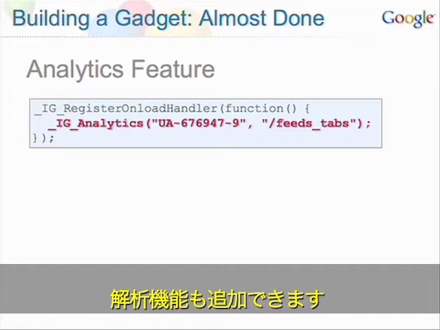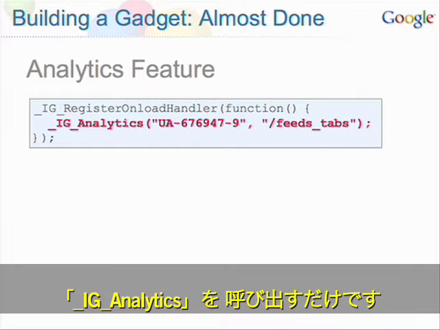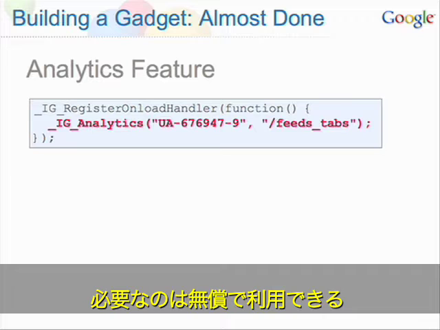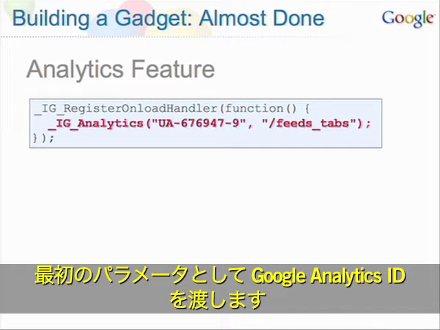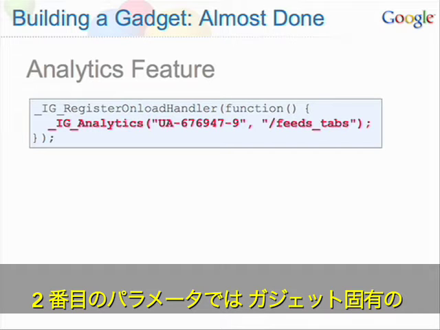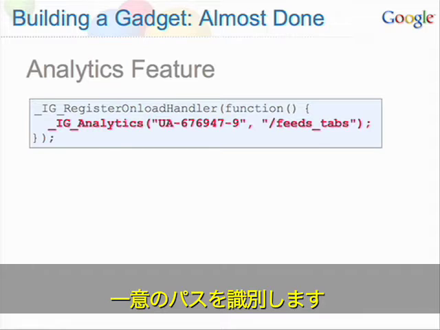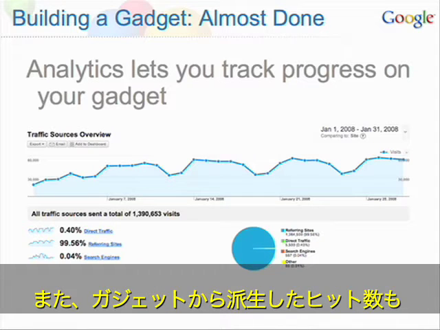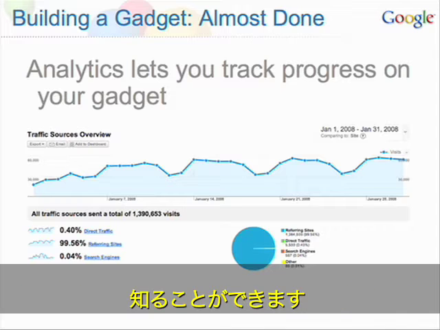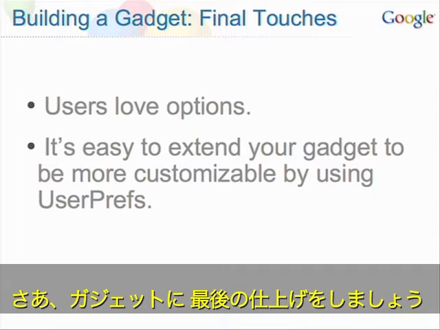You can also add the Analytics feature, a single function call to IG Analytics. All you need is a Google Analytics account, which is completely free. Pass in your Google Analytics ID as the first parameter. For the second parameter, you identify a unique path specific to your gadget. This function will report a page view hit back to your account and lets you know how many hits are coming from your gadget. Now you can put the final touches on the gadget.